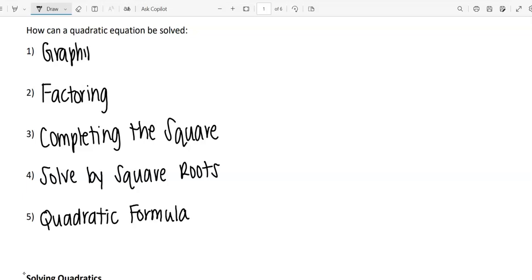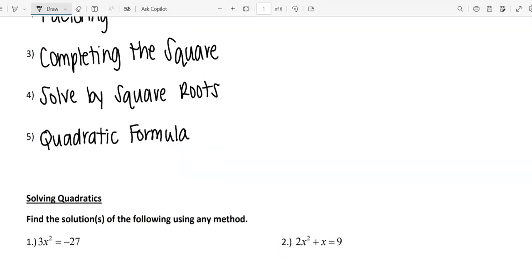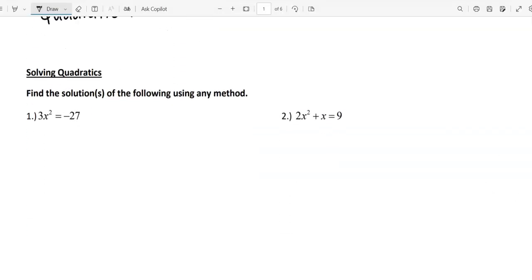Remember, graphing is nice if it works out. Half the time it won't work out. Factoring is nice, again, when it works out. Most of the time it won't work out. Completing the square always works, but it can get really messy really fast, right? And then solve by square roots sometimes is nice, but again, it always works, but sometimes it can get really messy really fast. So let's solve number 1.